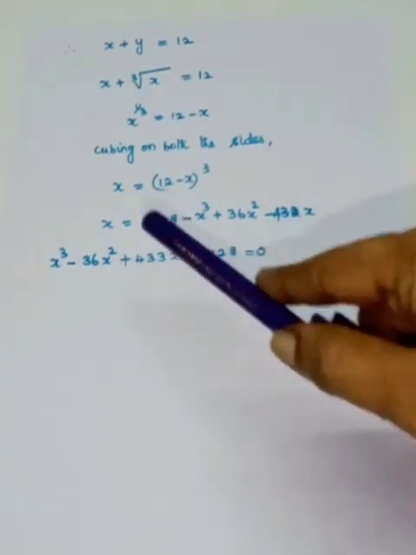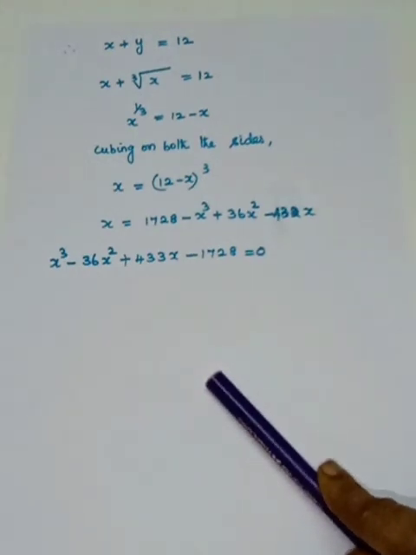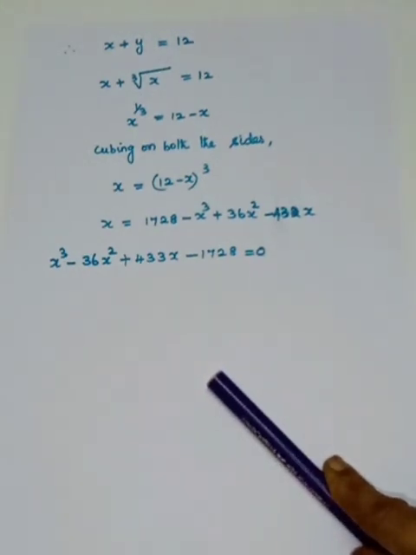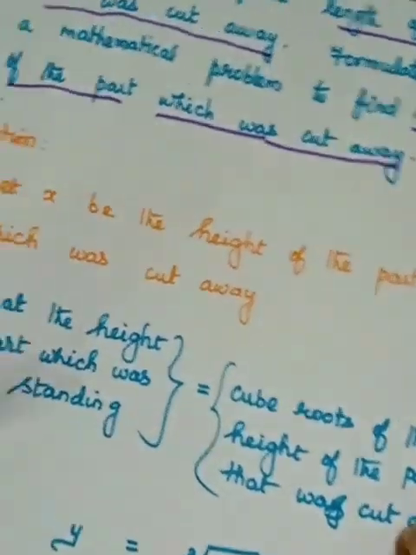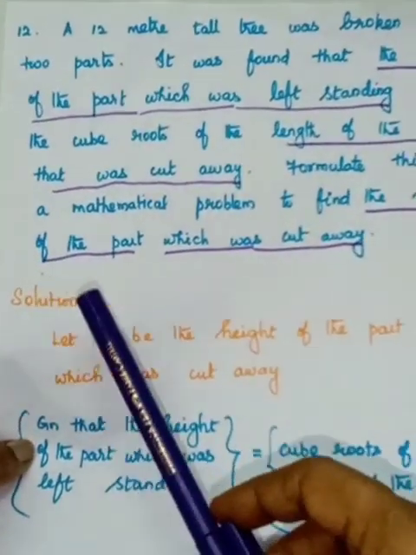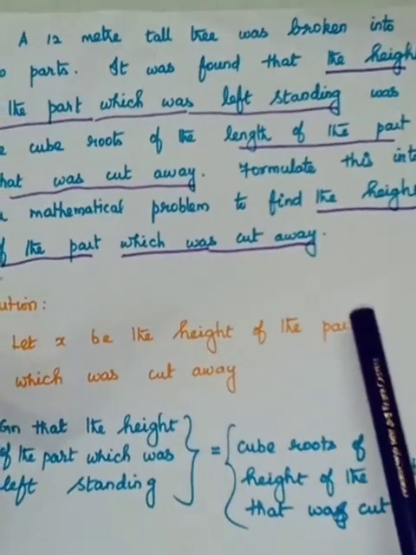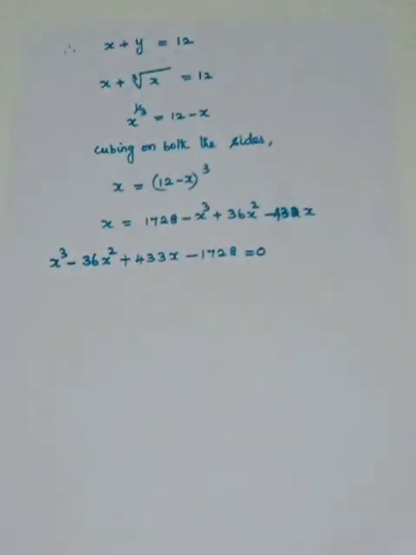When you solve, you will find x. What is x we have taken? That is the length of the part that was cut away. In your problem, formulate this into a mathematical problem to find the height of the part which was cut away. So only we have taken that as x. Therefore when you solve, you will get the answer for x.